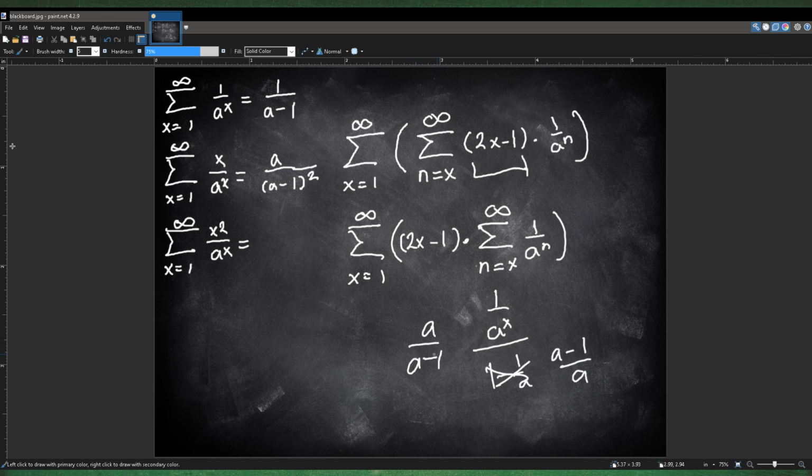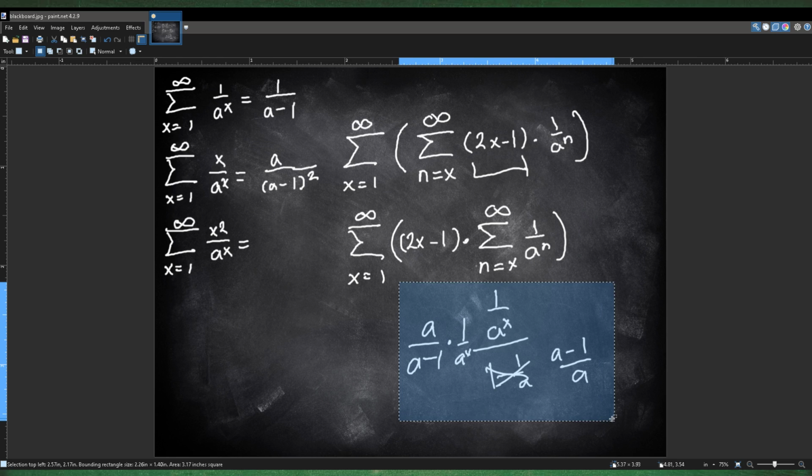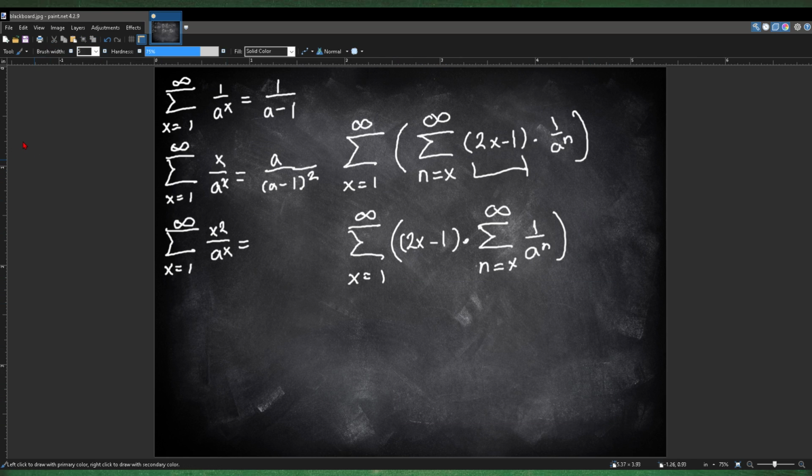Dividing by a fraction is also multiplying by its reciprocal. So it's just a over a minus 1 times 1 over a to the x, which is the same thing we used for our linear. So it doesn't really matter. It's basically just simplifying the entire time. It's just a repeat process, which I'm showing step by step.